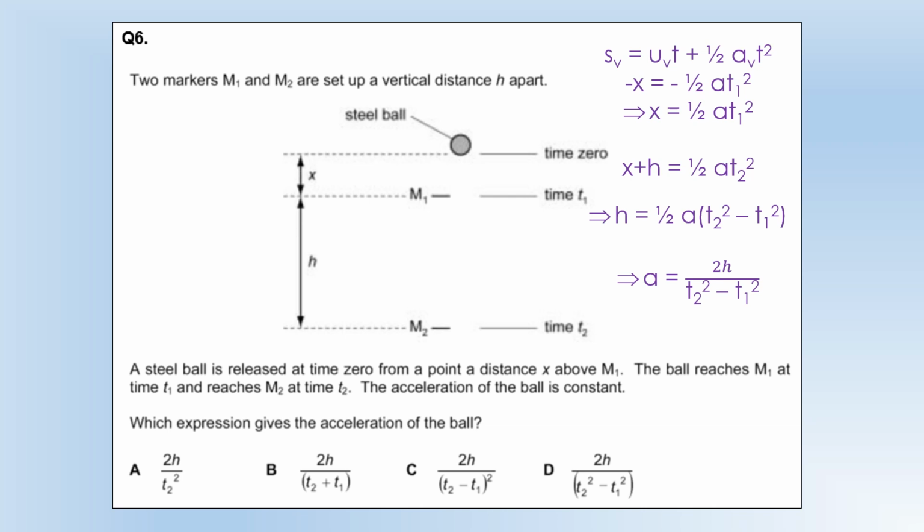And we know the acceleration is the same in both, so the a's in both expressions will be the same. So to go down a distance of x, we know is going to take a time t1. And then to go down a distance of x plus h, we get the expression for t2. Then all we have to do is take the x plus h expression and subtract the x expression, and we end up with an expression for h, which we can rearrange to solve for a, which we can clearly see is option D.